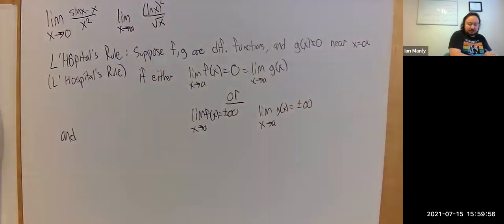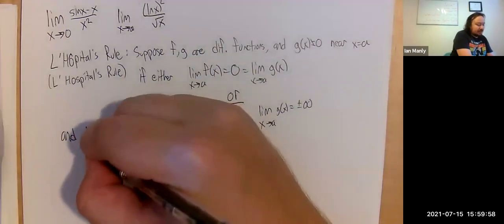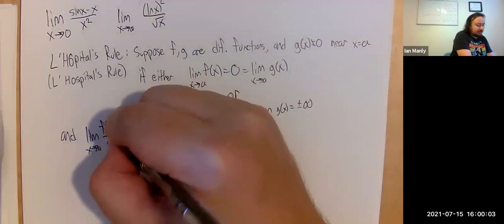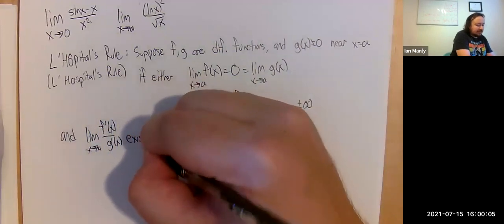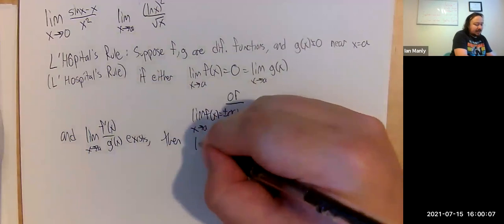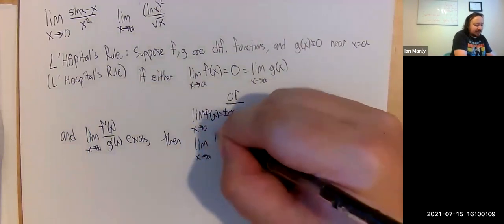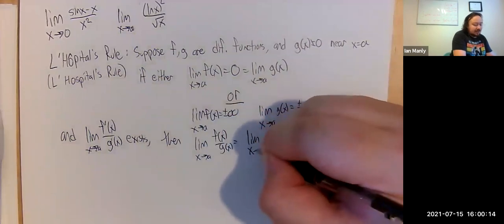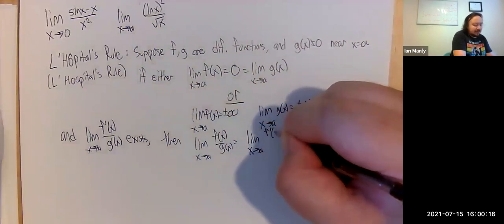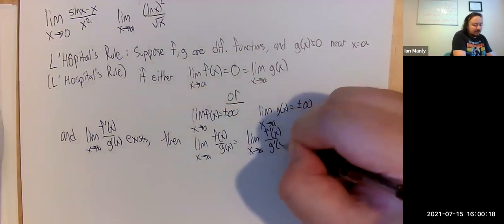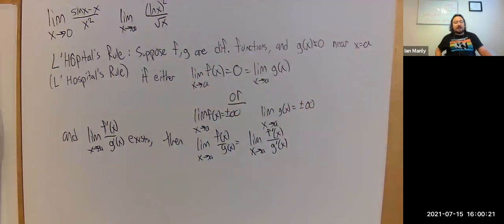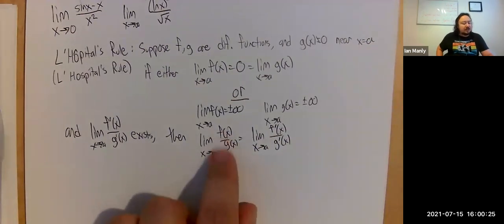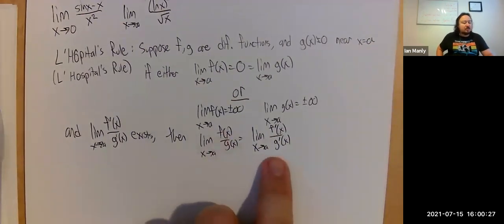And one more condition on top of this: the limit as x goes to a of f prime of x over g prime of x exists. Then the limit as x goes to a of f of x over g of x is the limit as x goes to a of f prime of x over g prime of x. So what we're essentially doing is replacing the limit of the quotient of these two functions with the quotient of their derivatives instead.